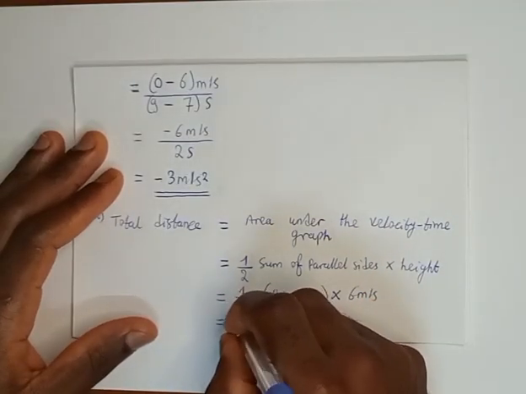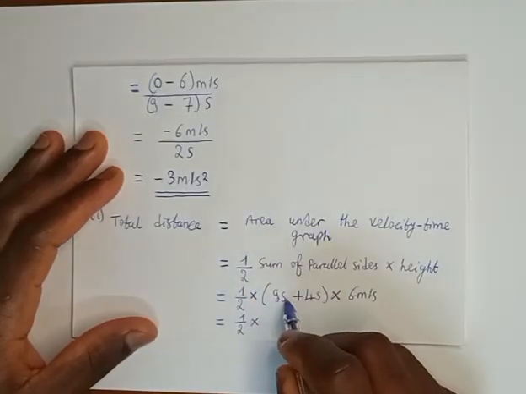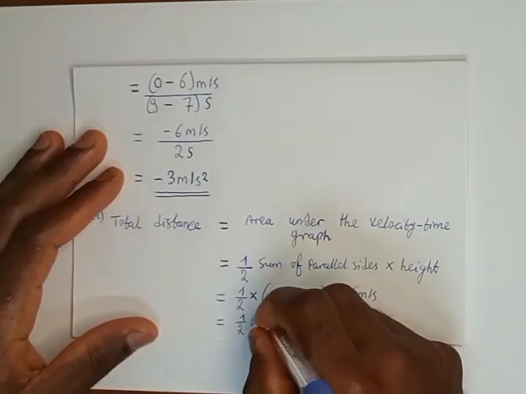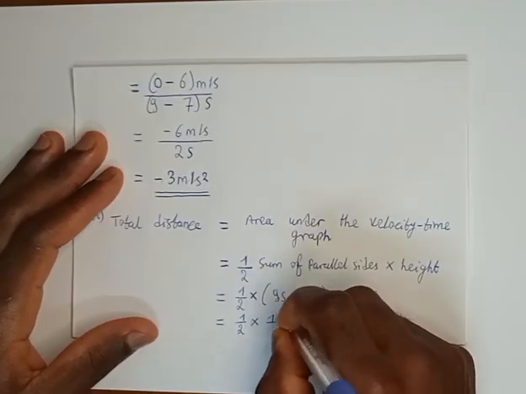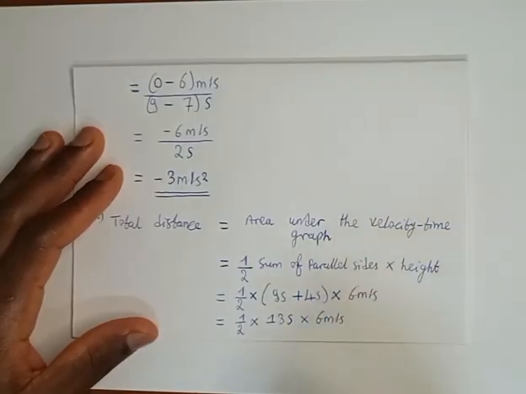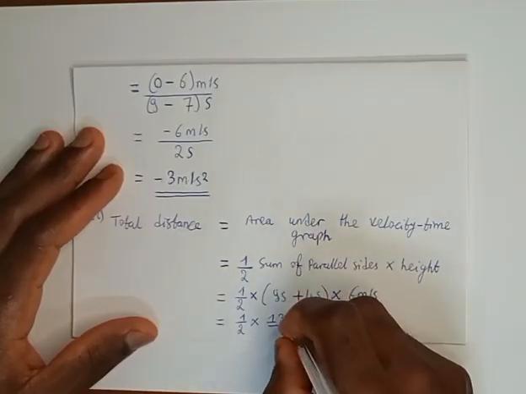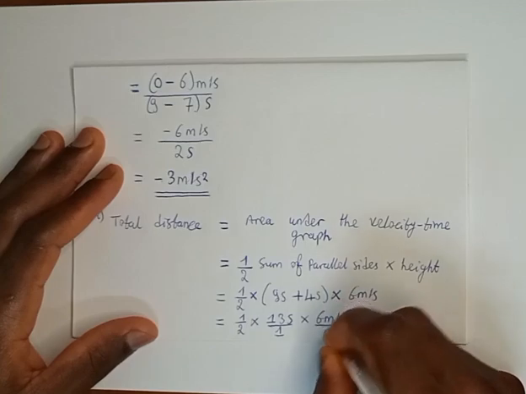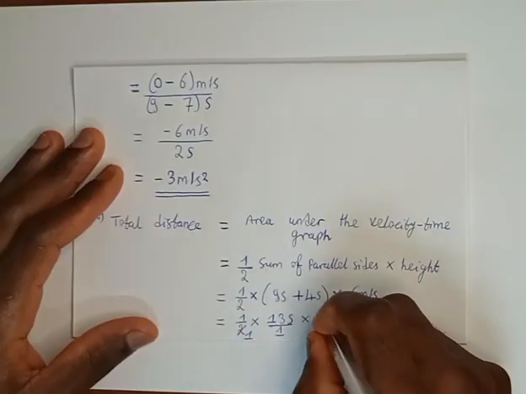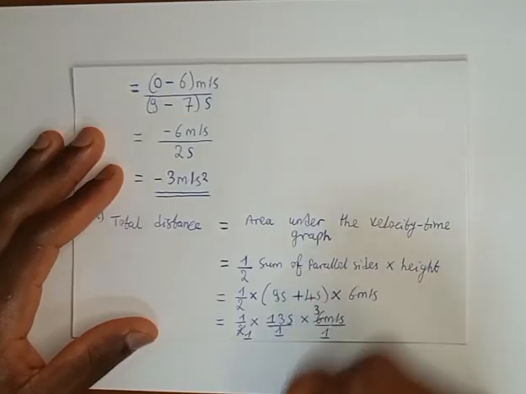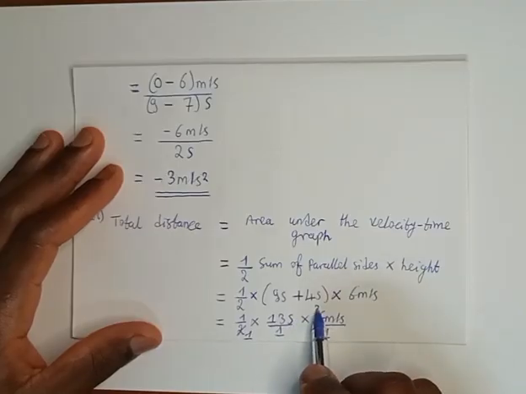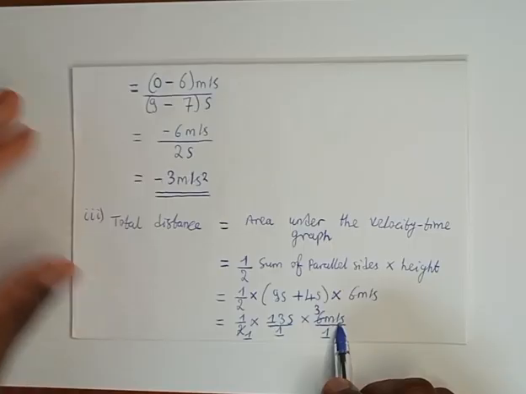This will give us a half times 9 seconds plus 4 seconds. It gives us 13 seconds times 6 meters per second. You can express this as 13 seconds over 1 times 6 meters per second over 1. 2 will go here 1 time, 2 will go into 6 3 times. We are going to take 13 seconds times 3 meters per second.